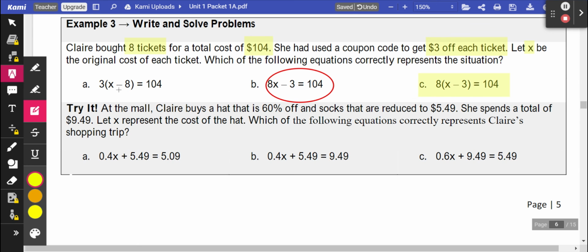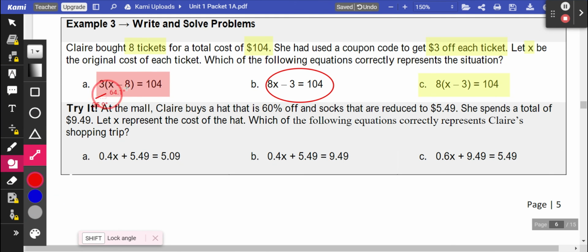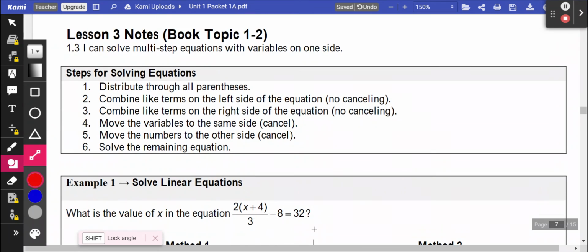This one would be if they were taking $8 off per ticket and then getting 3 tickets. So we don't want to use either one of these. So our answer is C. So I'm going to cross that off, cross this off, and then let you try the next one on your own.